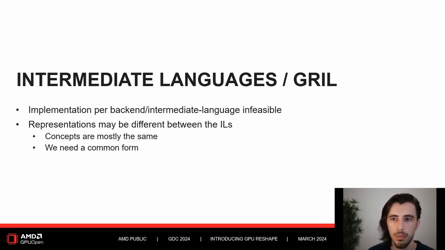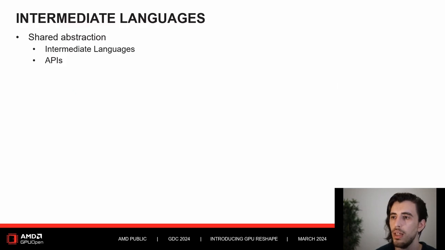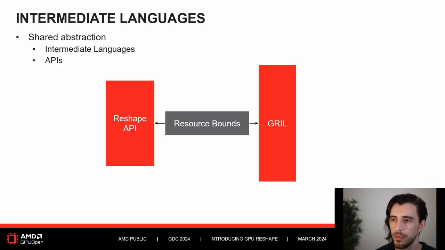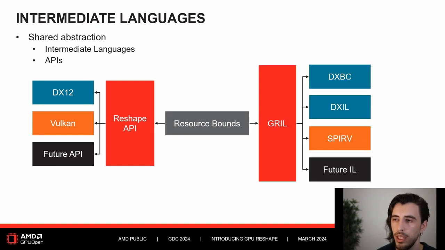So what about a common form? Specifically, I want to be able to write once and instrument everywhere. So GPU Reshape can be seen as a two-front abstraction. On one hand, we have the APIs, and on the other hand, we have GRIL and the intermediate languages behind it. Each serves as a functional abstraction for all API particularities.